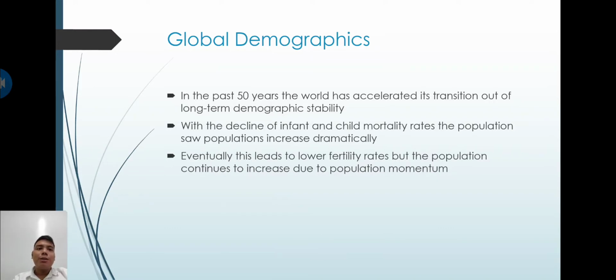Eventually, this led to lower fertility rates, but the population continues to increase due to population momentum. When you say lower fertility rates, there are overall fewer pregnancies. So fewer people are getting pregnant in other countries, but the population is still continuing to increase because of its momentum. Because there was such an increase, overall it will be a long time before it stops growing.